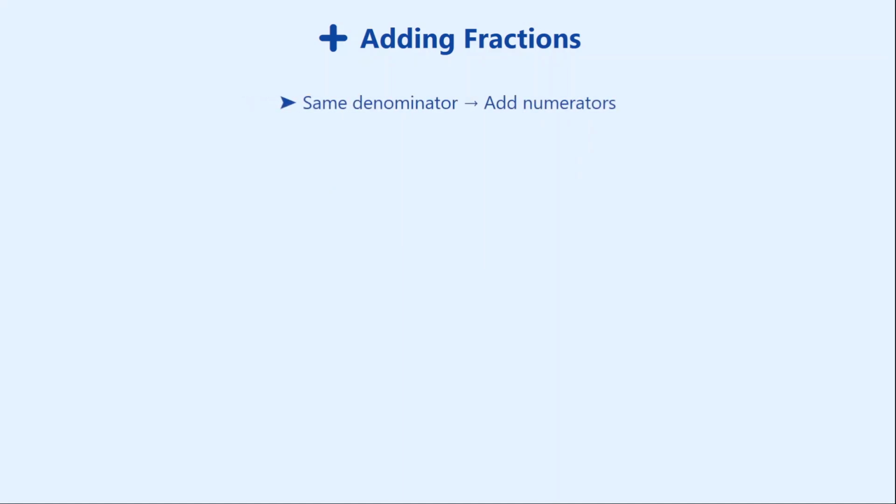Rule 1. If the denominators are the same, we just add the numerators. Easy, right? Rule 2. If the denominators are different, then what do we do? Yes, we find the least common multiple first. Okay, let's try an example together.